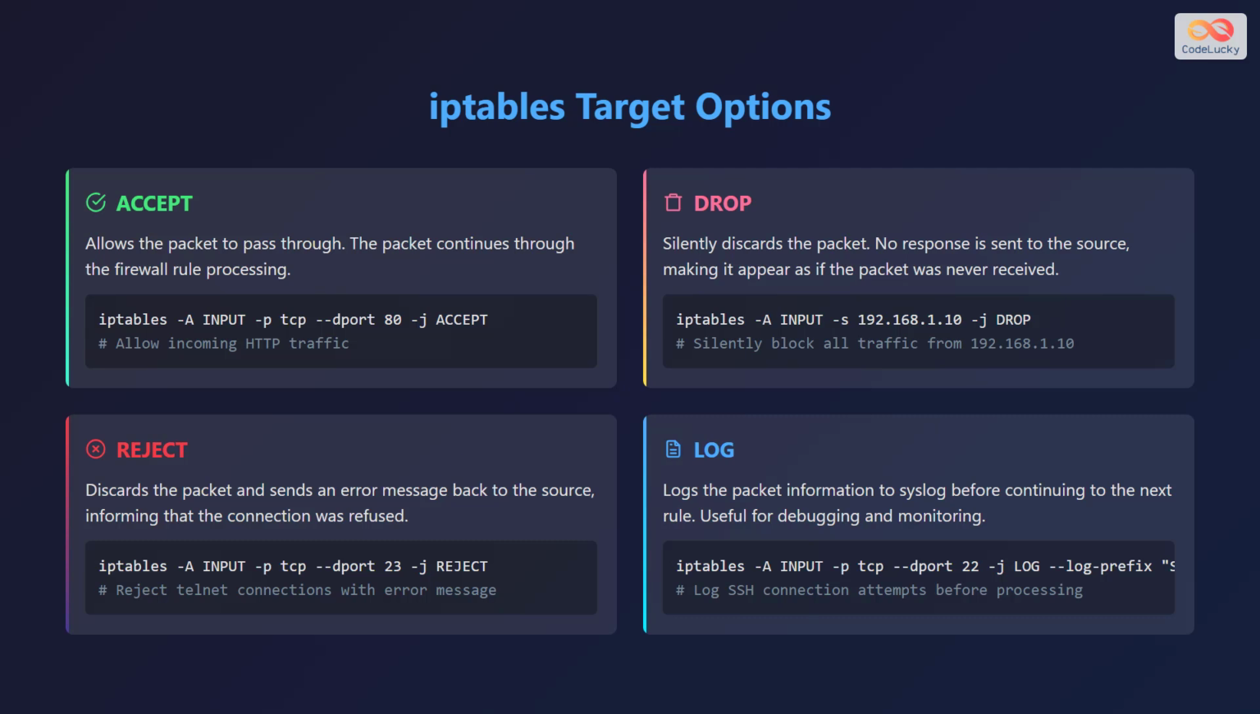LOG logs the packet information to syslog before continuing to the next rule, useful for debugging and monitoring. For example, iptables -A INPUT -p tcp --dport 22 -j LOG --log-prefix "SSH: ". This logs SSH connection attempts before processing.